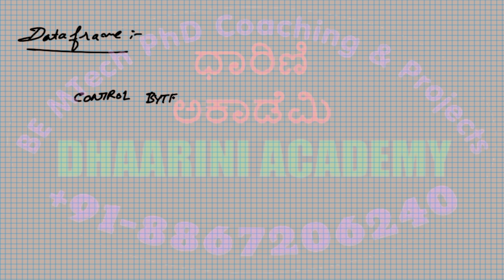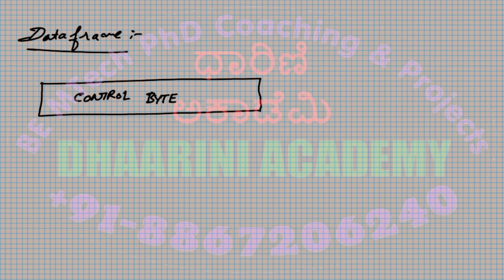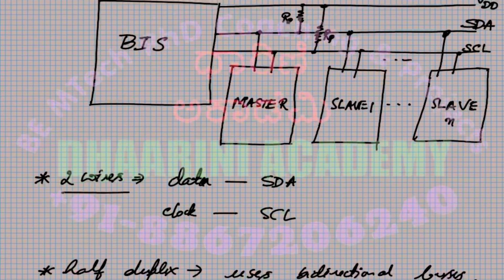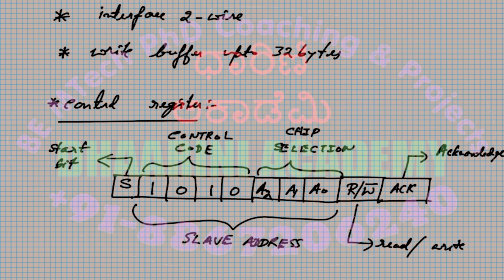So you understand what a control byte is. It includes the start, the one which we drew already. Just see this whole thing, right? How many bits are there? 10 bits, correct? All the 10 bits correspond to the control register, I'll write control byte.